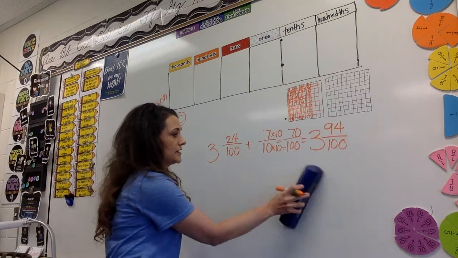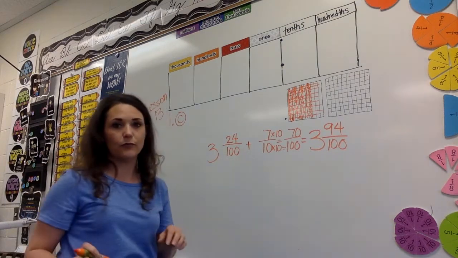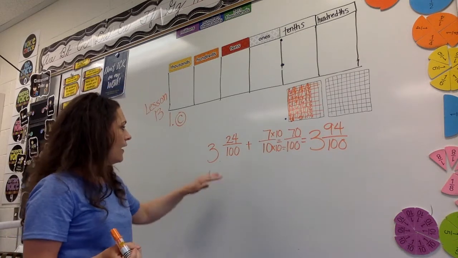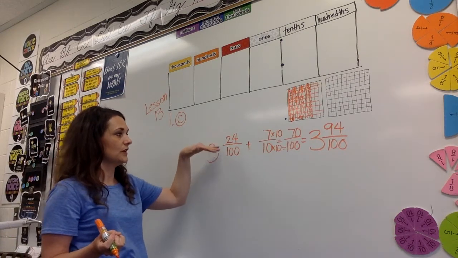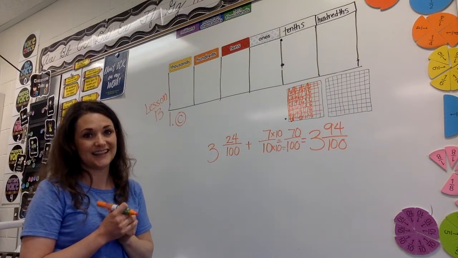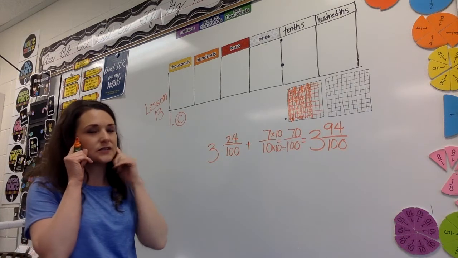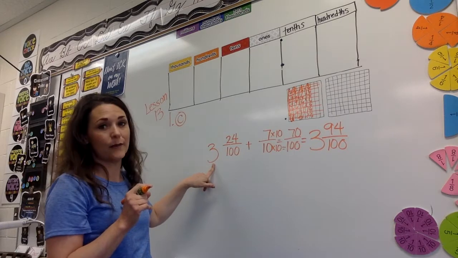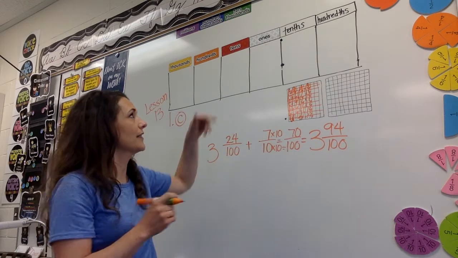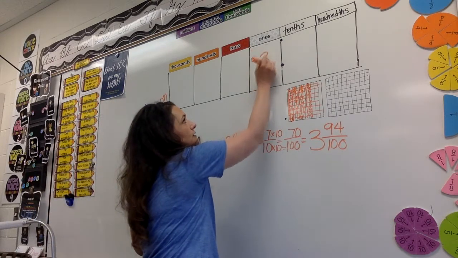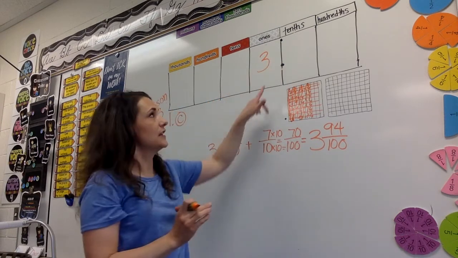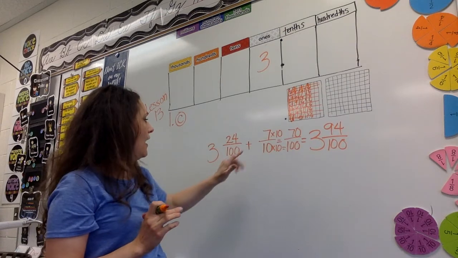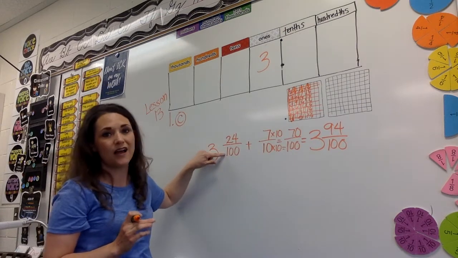Okay, now the second part of this problem is they want us to write this as a decimal. So how could we write 3 and 24 100ths as a decimal? Well, I've got to really stop and think about place value up here, right? Because I have a whole number of 3, so I'm going to plug that into my ones. Because everything on the left side of my decimal is essentially whole numbers. And then I have this 24 100th.